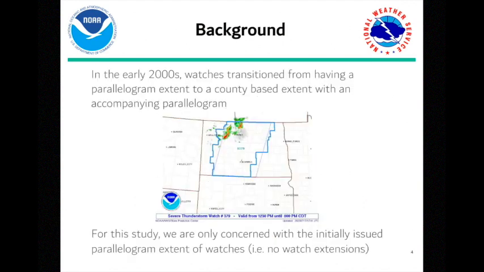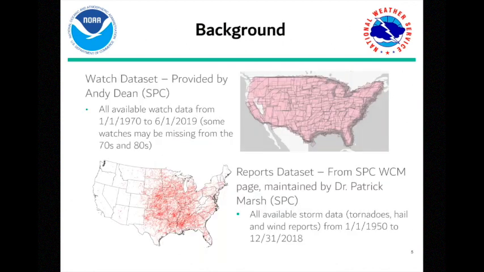In the early 2000s, watches transitioned from having a parallelogram extent to a county-based extent with an accompanying parallelogram. So for this study, we are only concerned with the parallelogram extent of the initially issued watch. That also means that there are no watch extensions. Our watch dataset, provided by Andy Dean, includes all available data from 1/1/1970 to 6/1/2019. So all of our yearly plots will exclude 2019 because it's incomplete.